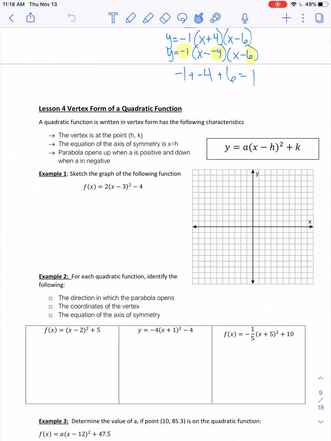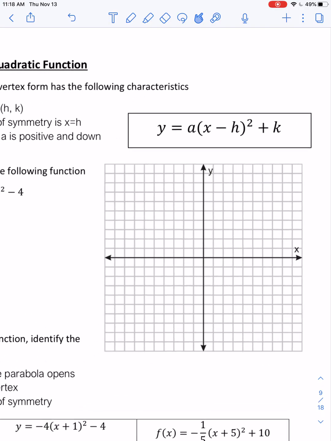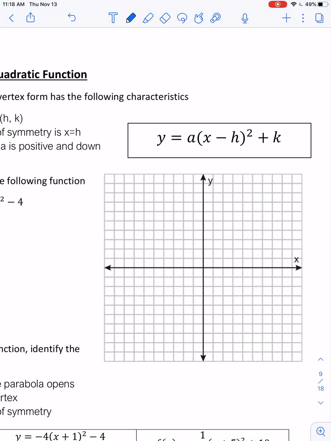Okay, so in this next lesson, we're going to learn about a quadratic function in vertex form. So far we've done a quadratic function in standard form and factored form, and now we're going to do vertex form. The reason we have a quadratic function in vertex form is it actually helps us find the vertex of our graph. So the a value, again, just like the other two examples, when a is greater than 0, it means our parabola opens up. When a is less than 0, it means our parabola opens down.